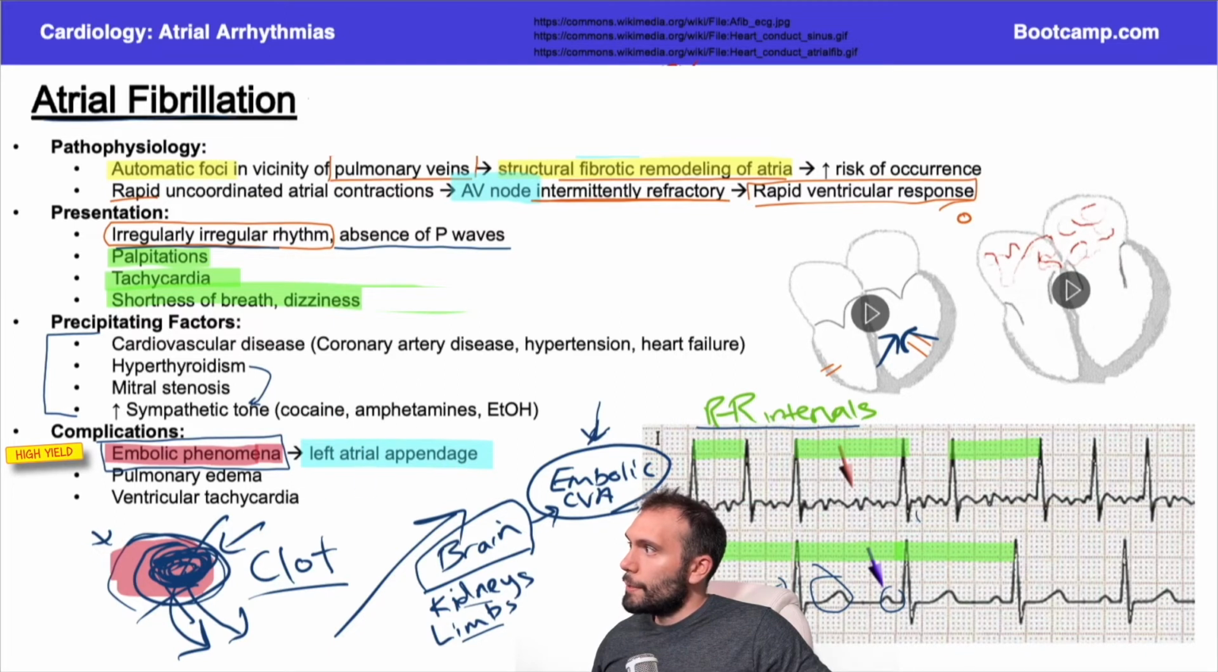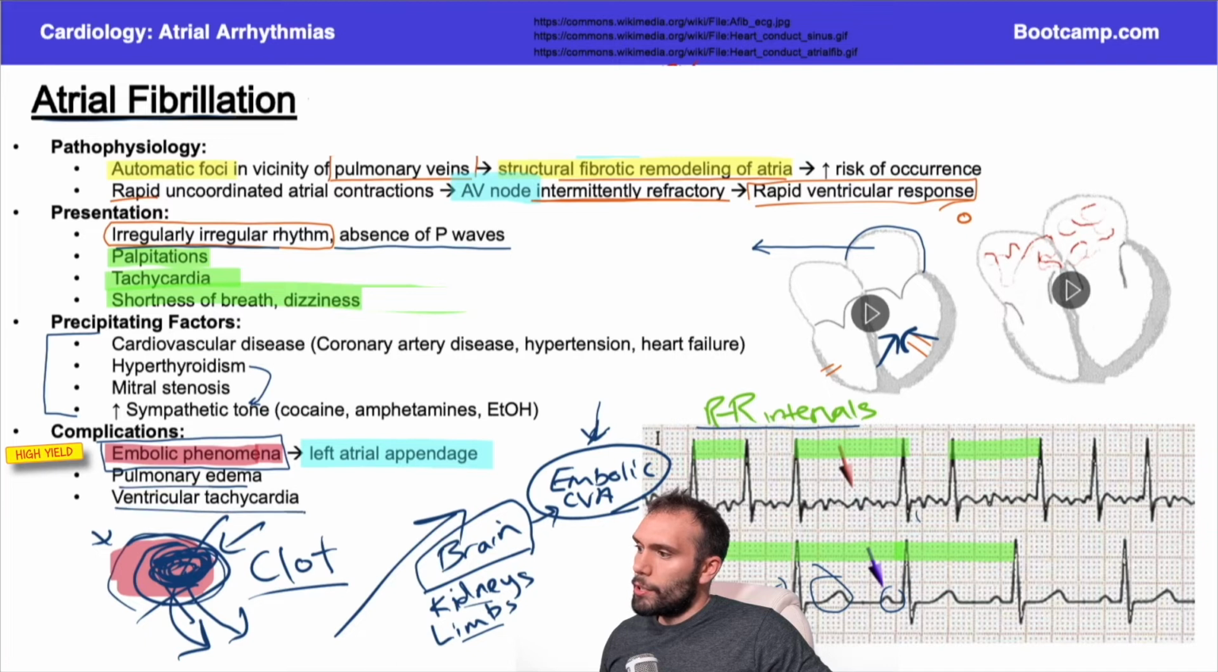Some other major complications, not quite as high yield. Pulmonary edema is a big one. This just goes back to your hemodynamics, which I'll talk about in a second. The concept is if you have very ineffective contraction of this atrium, remember that blood can kind of just sit here and it can back up, and this will back up into the lungs, right? And so that's where you get the pulmonary edema.